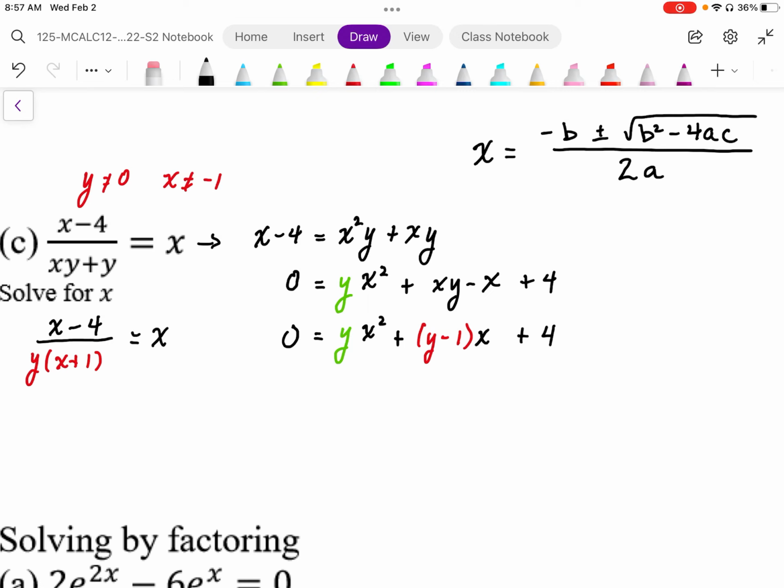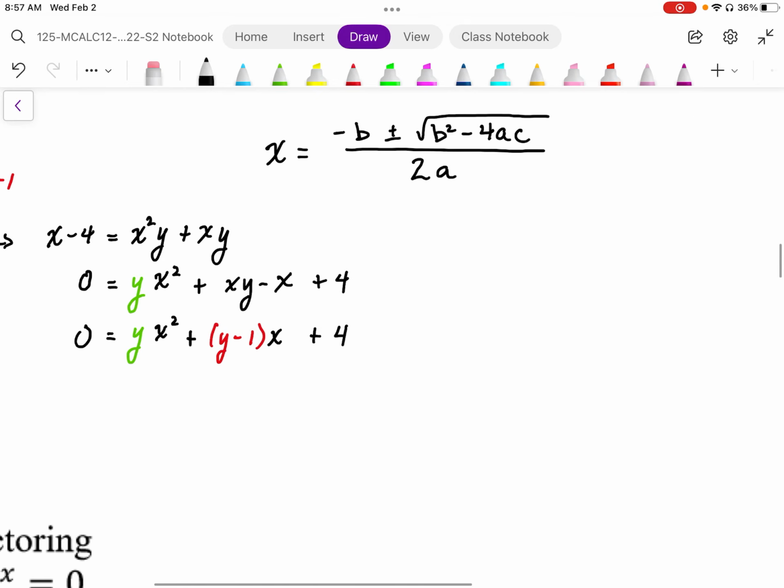So again, I first have to identify that I need to get the x out of the denominator. Once I do that, I should recognize that it's a quadratic, so I'm going to make it equal to 0. Once I make it equal to 0, I need to identify the coefficients a, b, c to be able to apply the quadratic formula to this. So there are my coefficients. So I'm going to plug that into the quadratic formula.